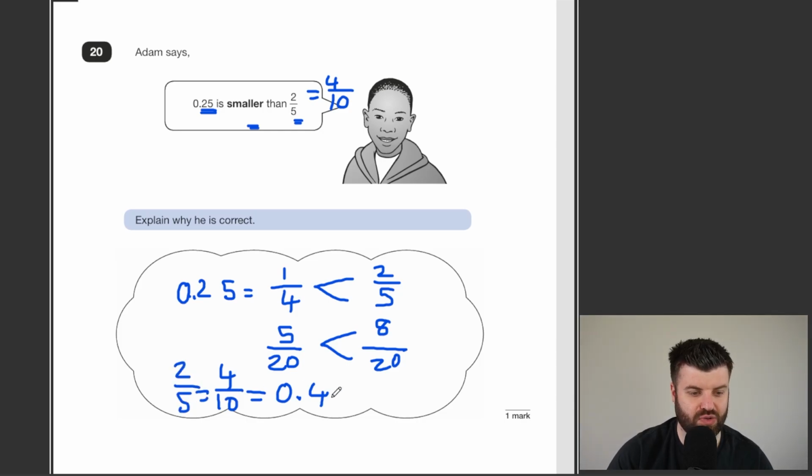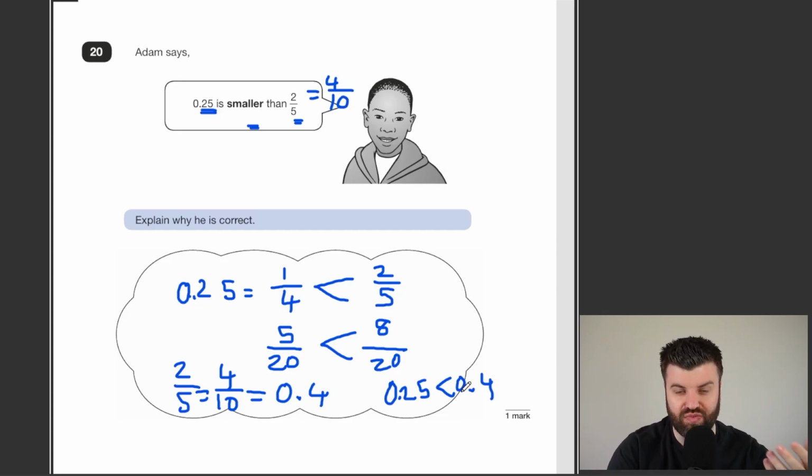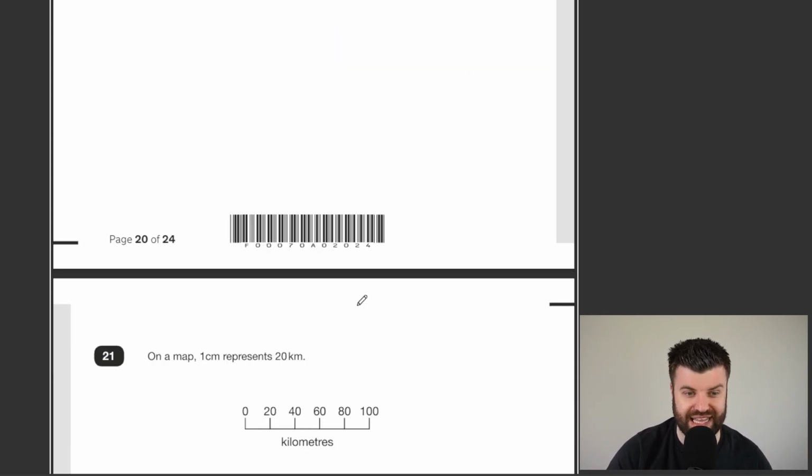2/5 is 4/10 is 0.4, and then you could very clearly show that 0.25 is smaller than 0.4. However you do it, you're going to prove it and then explain it. You can write a sentence as well underneath to make sure you get the mark.